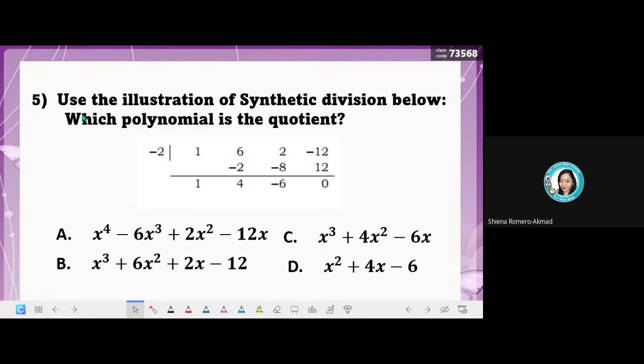Okay? So, we will now proceed dun sa ating question number 5. We have to use the illustration of the synthetic division below. And we are going to identify the quotient. Ito yung given. 1, 4, negative 6. What do you think is the answer? Is it A, B, C, or D? Yeah, you can type your answer. How about the others? Ano pong sagot ninyo?